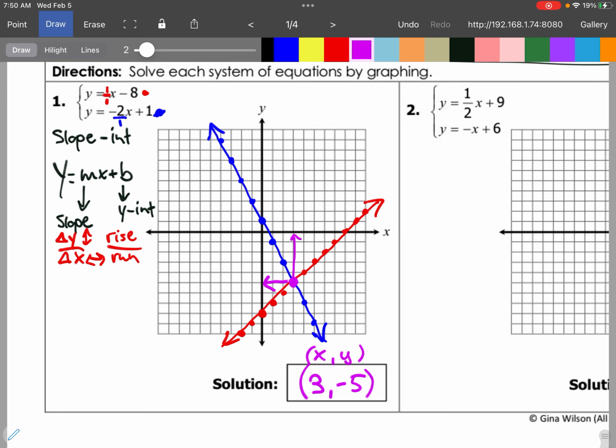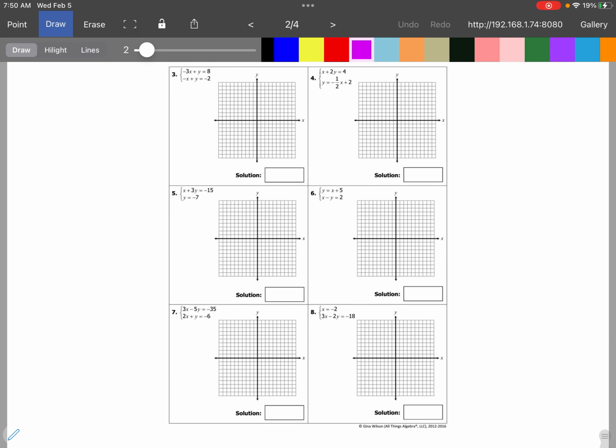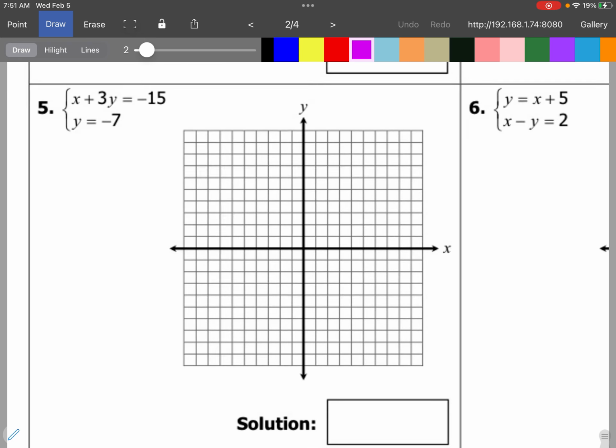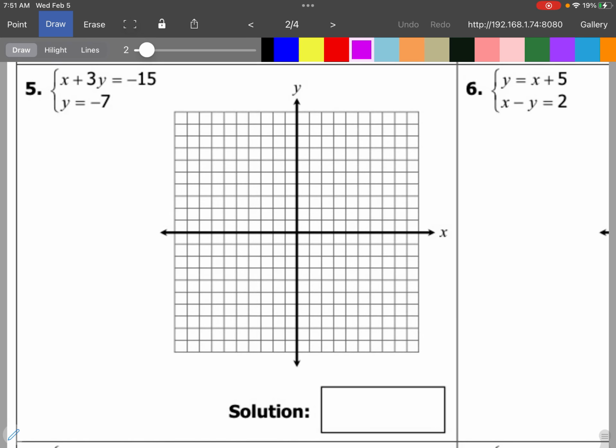Now let's go to a different problem. Let's go to number 5 right here. Number 5 has a special scenario. This purple line right here. Now let's make it blue. Anytime you got y equal to any number and no other information, it's going to be a horizontal line.